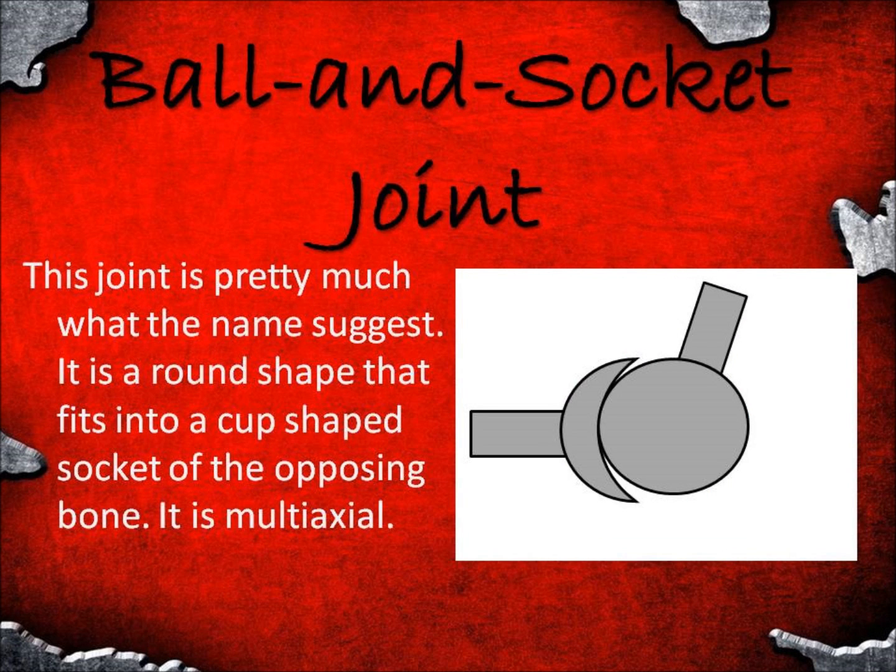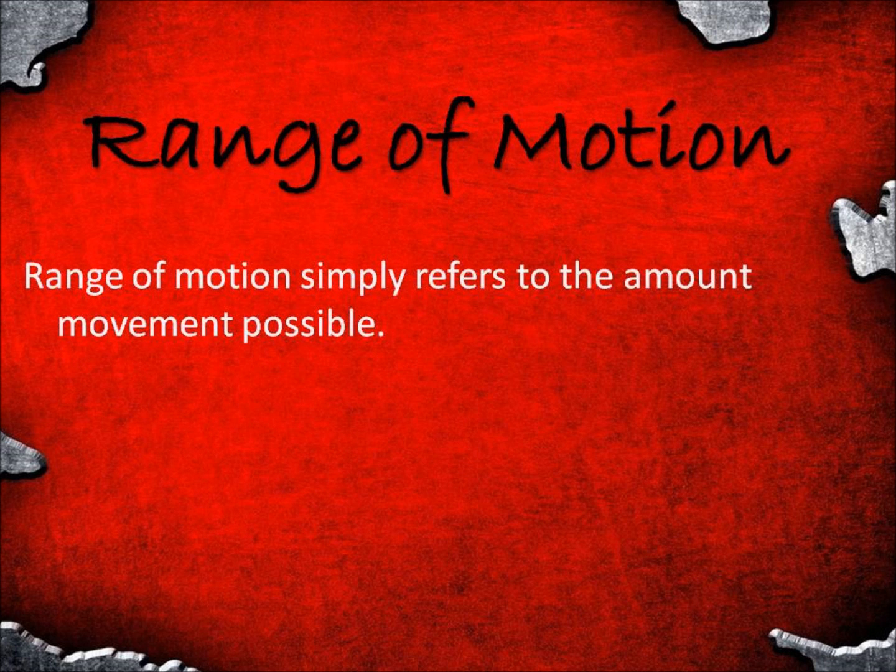The next one is the ball and socket joint. This joint is pretty much what the name suggests. It is a rounded shape that fits into a cup-shaped socket of the opposing bone, and it is multi-axial because of that. Range of motion just refers to the amount of movement possible within a joint.